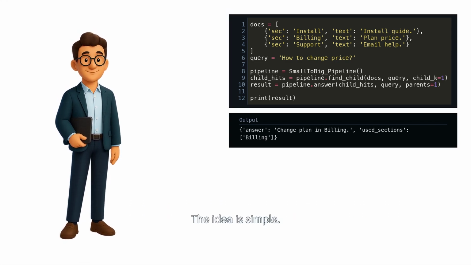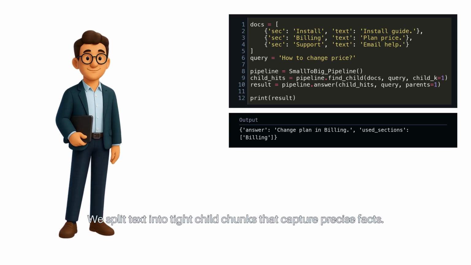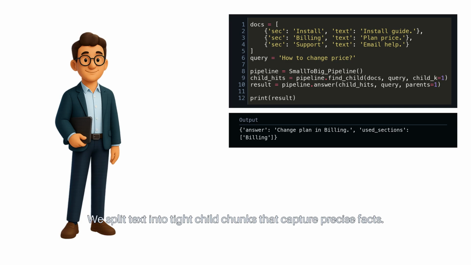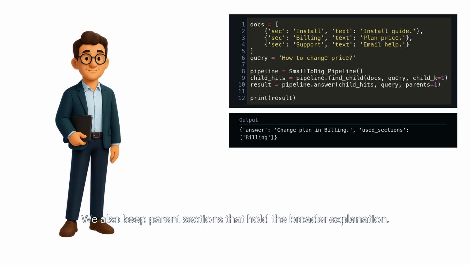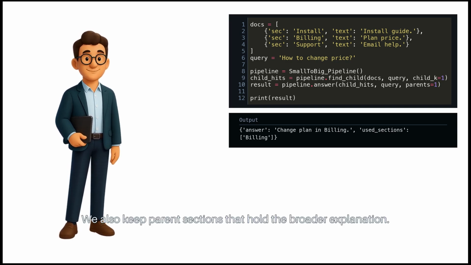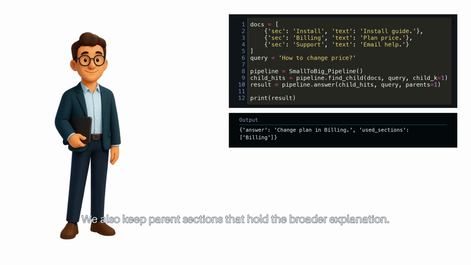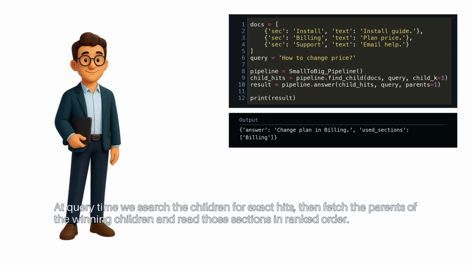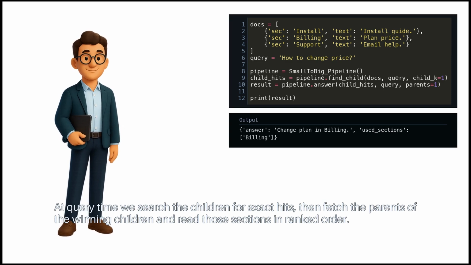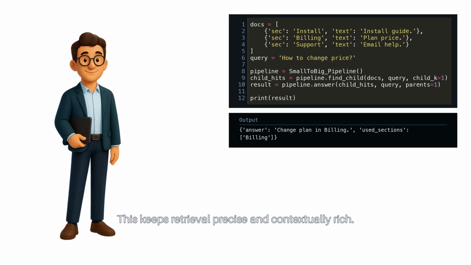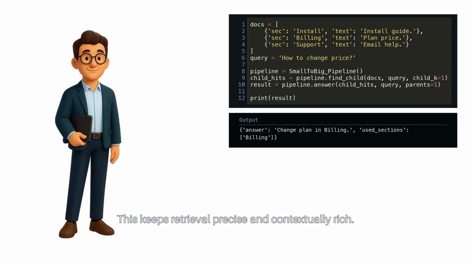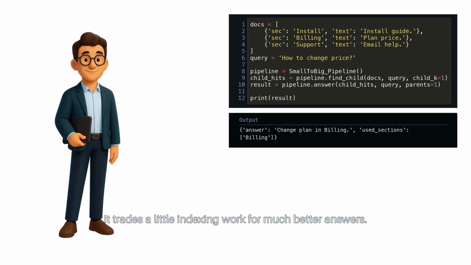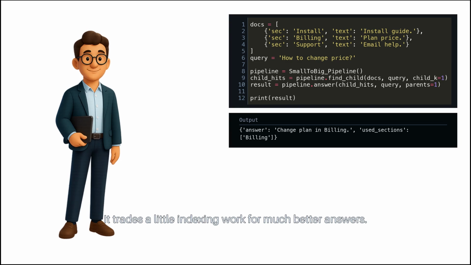The idea is simple. We split text into tight child chunks that capture precise facts. We also keep parent sections that hold the broader explanation. At query time, we search the children for exact hits, then fetch the parents of the winning children and read those sections in ranked order. This keeps retrieval precise and contextually rich. It trades a little indexing work for much better answers.